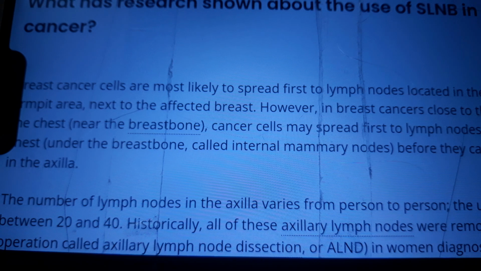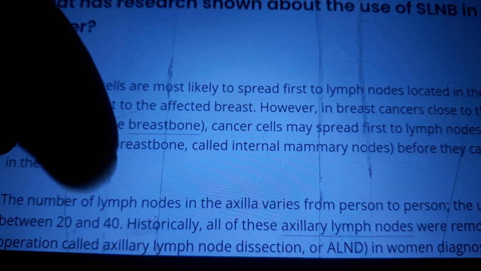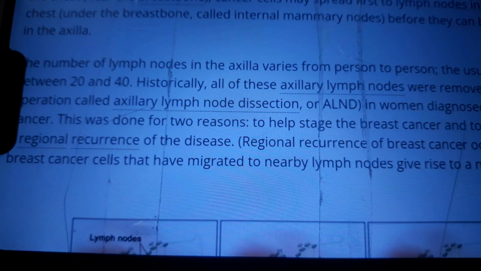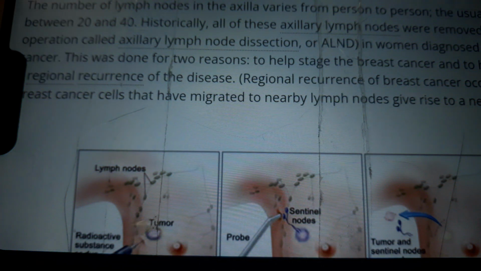What has research shown about the use of SLNB in breast cancer? Breast cancer cells are most likely to spread first to lymph nodes located in the axilla, or armpit area, next to the affected breast. However, in breast cancers close to the center of the chest near the breastbone, cancer cells may spread first to lymph nodes inside the chest under the breastbone, called internal mammary nodes, before they can be detected in the axilla. The number of nodes in the axilla varies from person to person. The usual range is between 20 and 40.